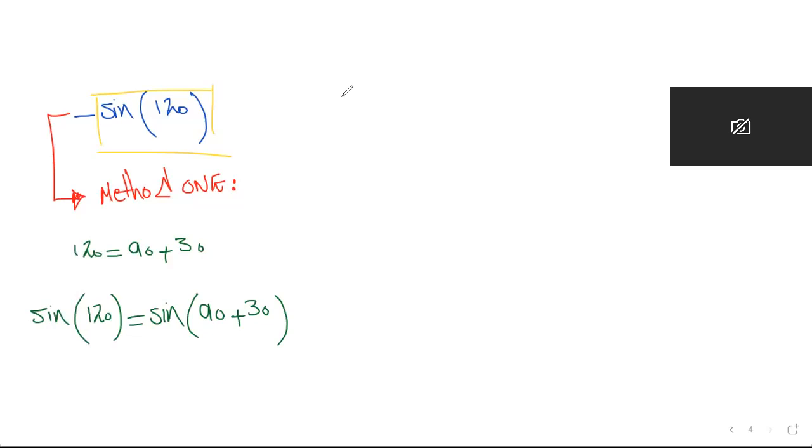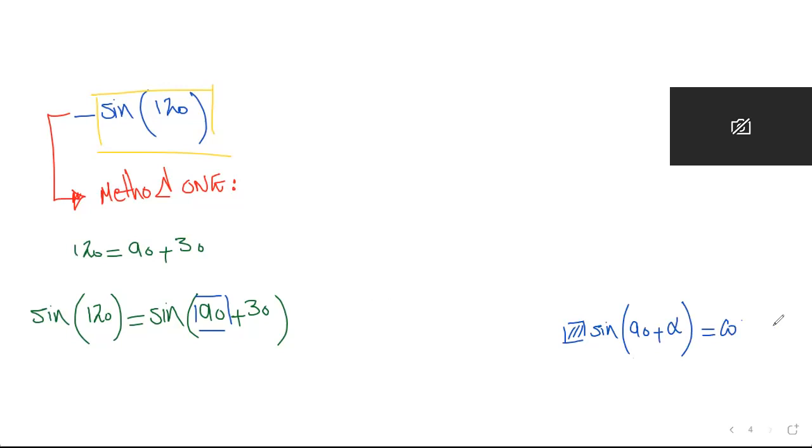But we learned something last time: whenever we have this angle, which is 90, it does a complete transformation on your ratios. It moves sine to cosine. Now, we identified this identity. I'm just going to write it here. We said that the sine of pi over 2, or 90, plus alpha equals the cosine of what? Alpha.